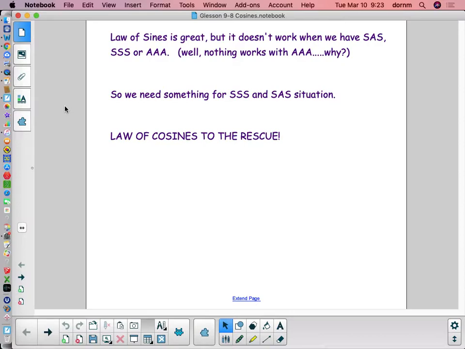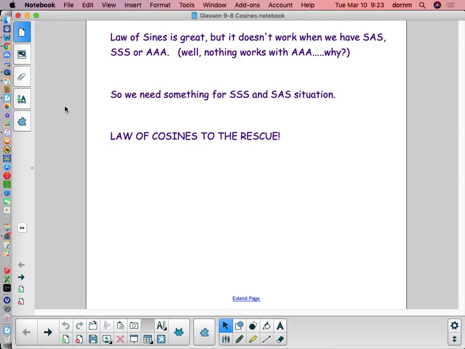Now, if we have just all three angles, nothing's going to work. Why is nothing going to work if we have all three angles? Why is that going to be useless for us? Because it could be any triangle, right? It could be bigger, smaller. There's no way we can solve the sides because we have to have some sense of scale for the sides. Angle, angle, angle is similarity for triangles, not congruence, and so we need something that has all the parts there. So law of cosines is going to be our vehicle for this.